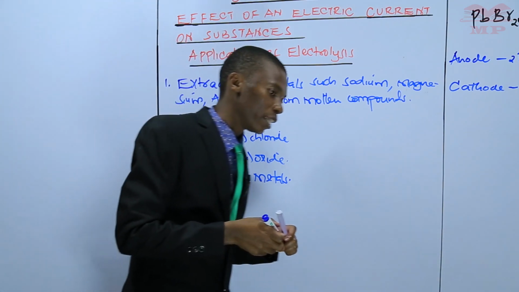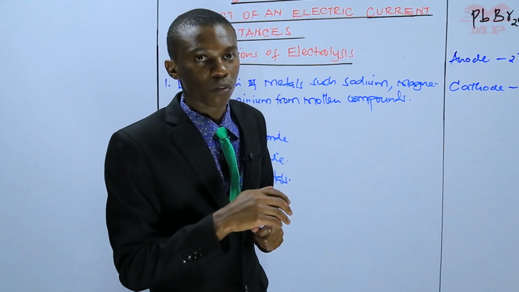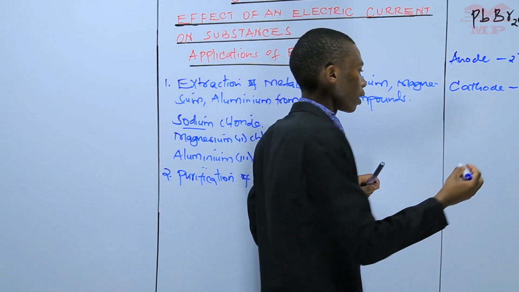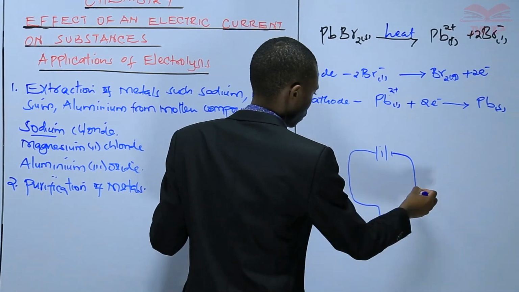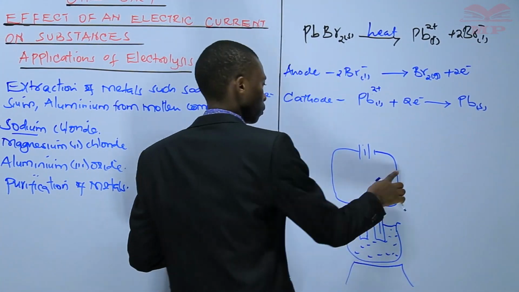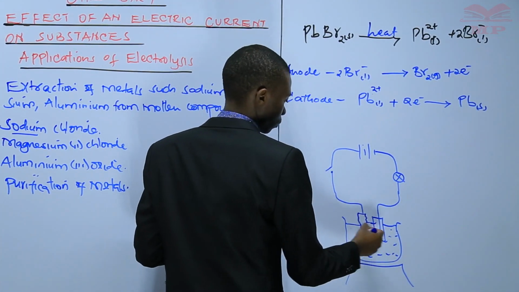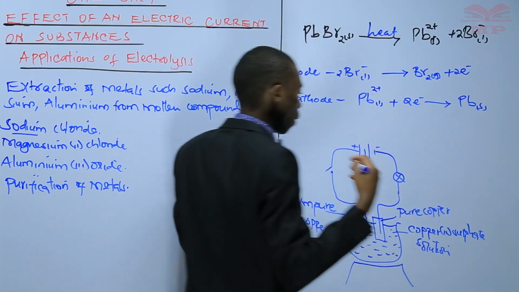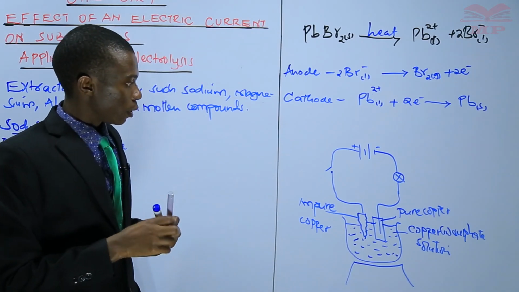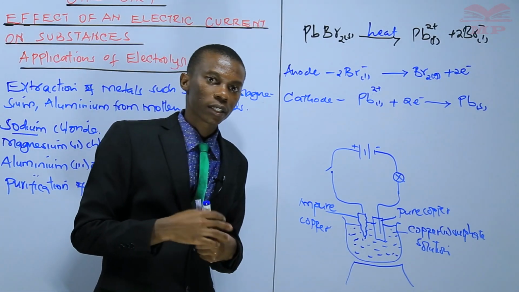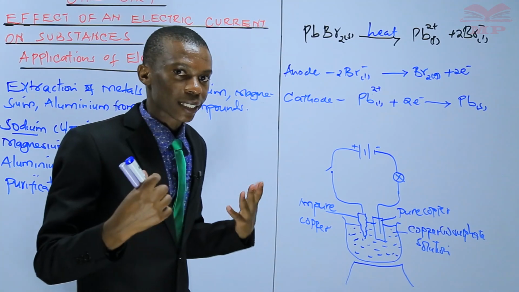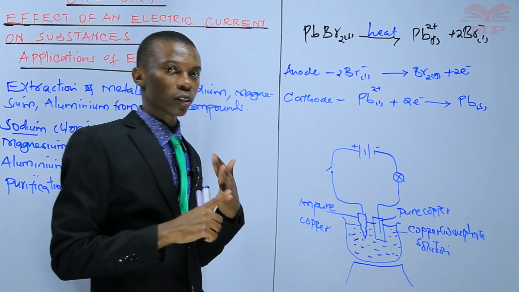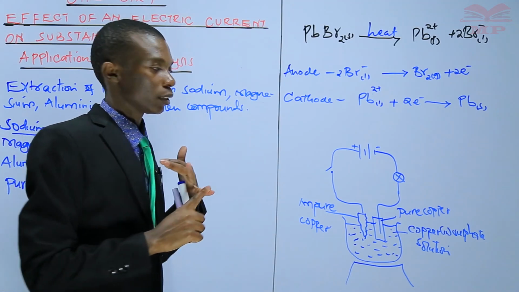Electrolysis can also be used in purification of metals. An example, if you want to purify copper, they need to ensure that the electrolyte has copper ions. That is one, the electrolyte must contain the copper ions.